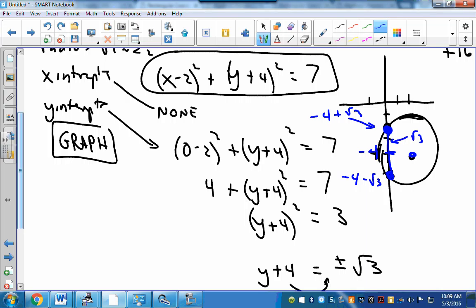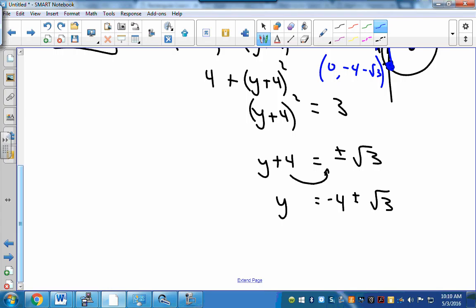Now those are the y coordinates, and we know the x coordinate happens to be 0. So 0, comma, -4 plus square root of 3. Okay? So there's your y-intercepts. They don't have to come out to be integers. The first 2 or 3 examples I rigged to make them nice. This one's more typical. Comments on that? Anything we've done there that you don't like?